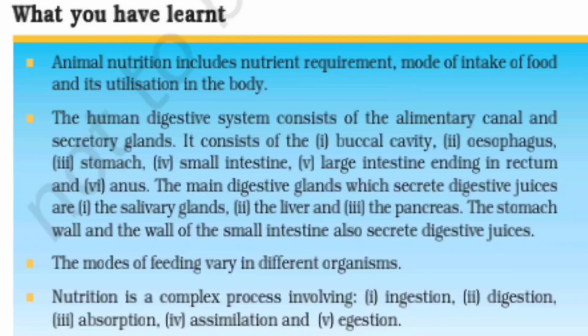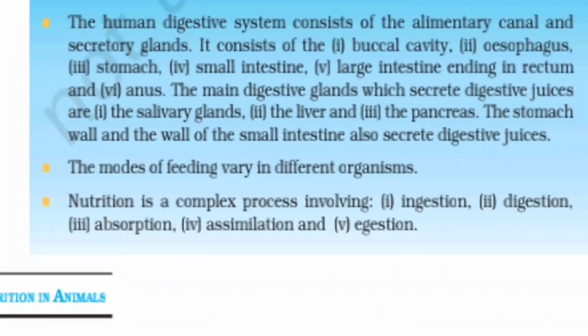The main digestive glands which secrete digestive juice are the salivary glands, the liver, and the pancreas. The stomach wall and the wall of the small intestine also secrete digestive juice. The mode of feeding varies in different organisms. Nutrition is a complex process involving ingestion, digestion, absorption, assimilation, and egestion.